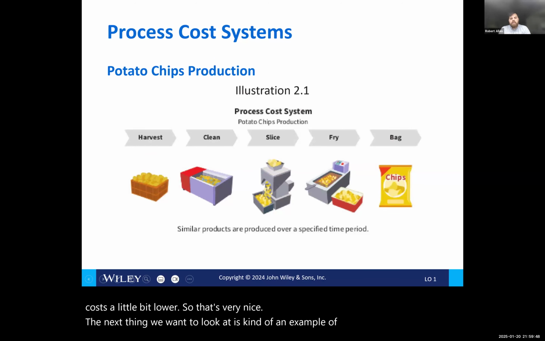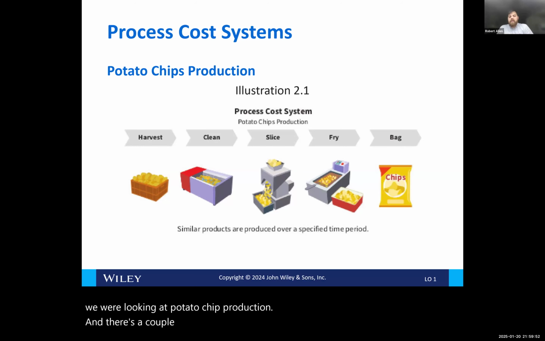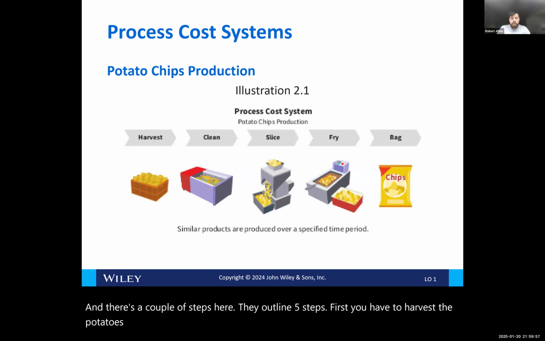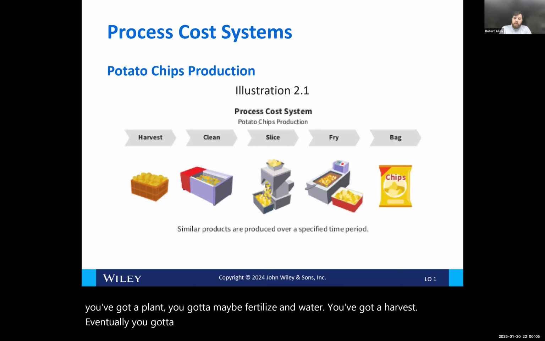The next thing we want to look at is an example of this. You can see here, we are looking at potato chip production, and there's a couple of steps. They outline 5 steps. First, you have to harvest the potatoes. I would argue there's maybe some steps before that even. You've got to plant, maybe fertilize and water, you've got to harvest eventually, clean them up, slice them, fry them, and bag them.